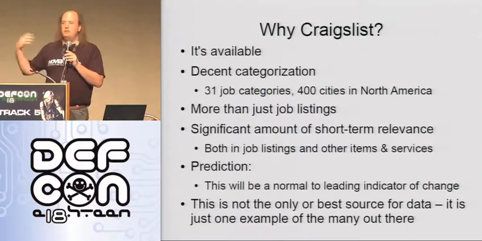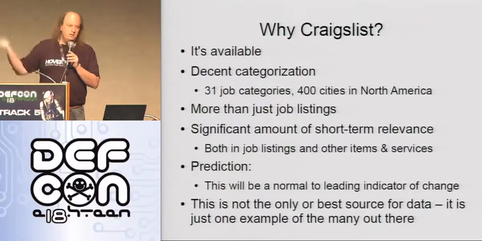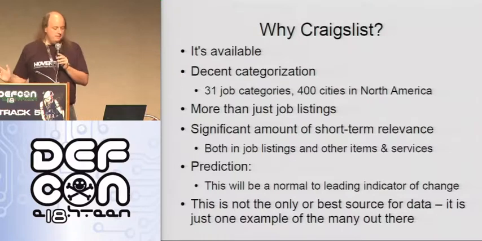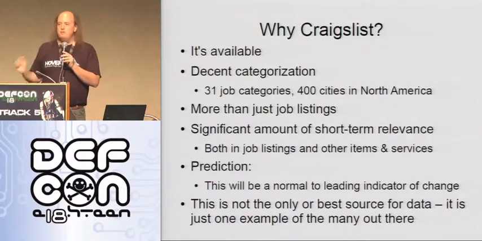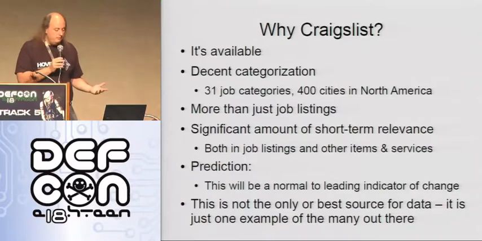If you look at just the job categories alone, there's 31 different job categories, and there's 400 different Craigslist geographic regions in North America. The other interesting thing is it's got a heck of a lot more than just job listings. There's all sorts of information people are putting up here that, if you look at it the right way, you might be able to infer something out of this.